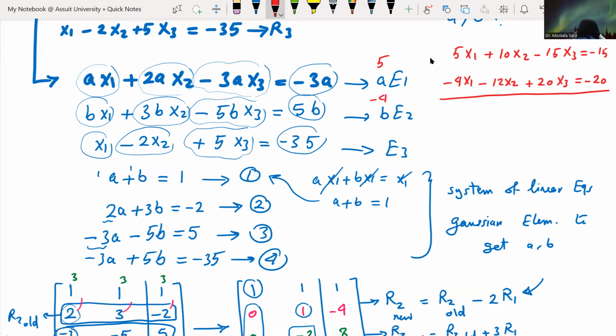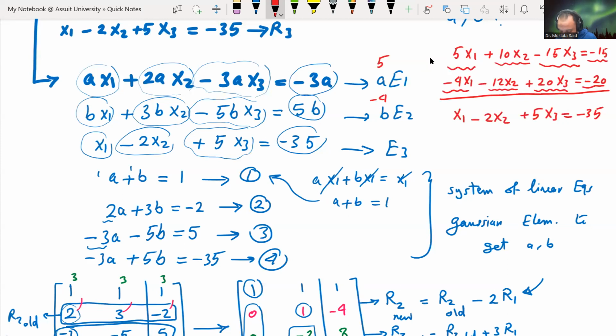So let's start with the first x1 and -4x1. This is 1x1. Good. 10x2 minus 12x2 is -2x2. Minus 15x3 plus 20x3 is 5x3. Minus 50 minus 20 is minus 35.